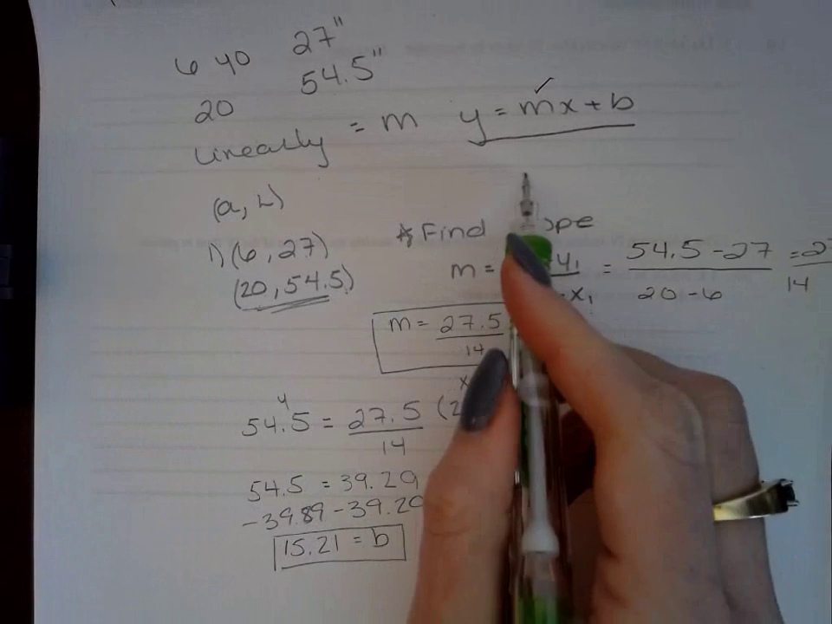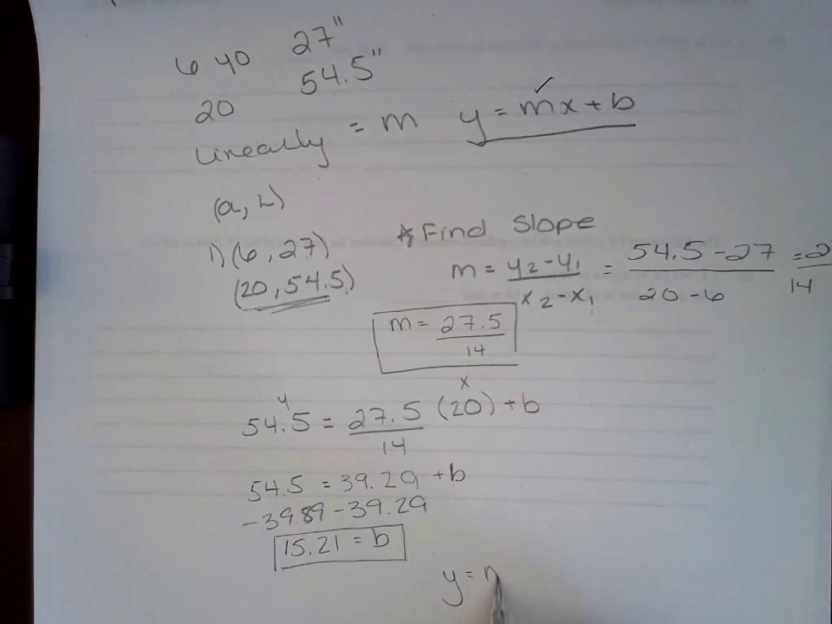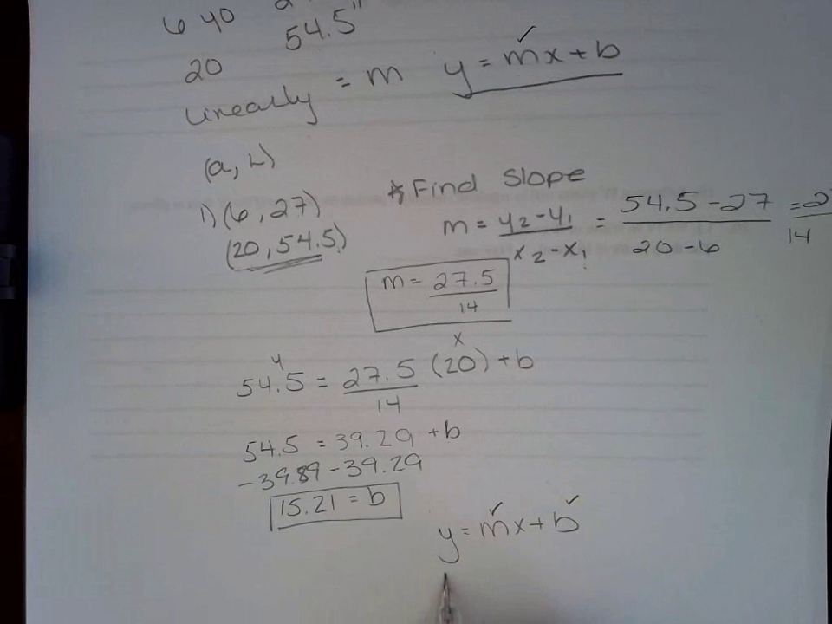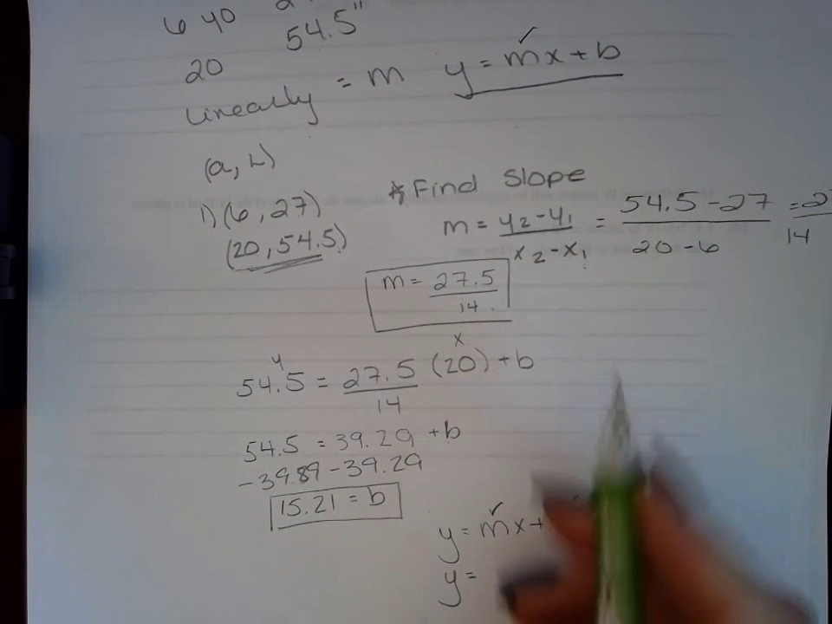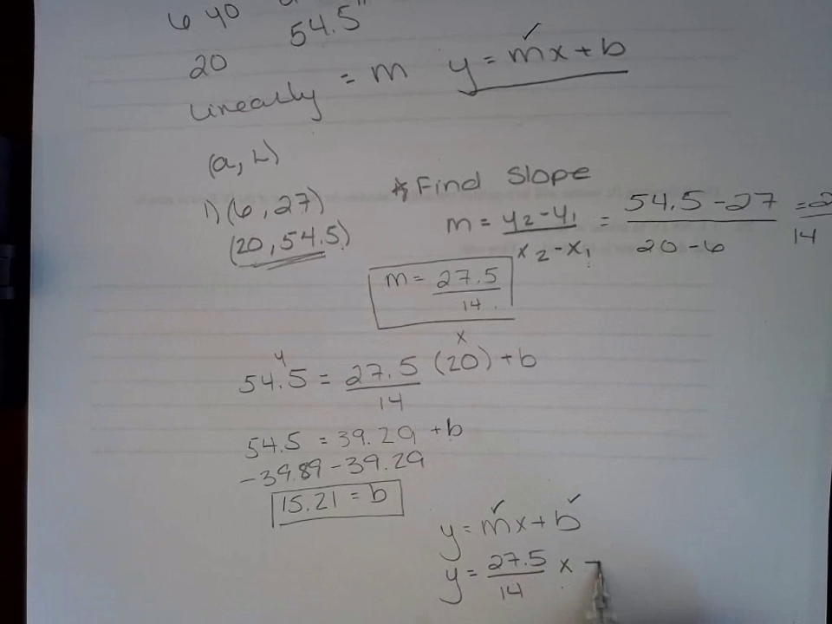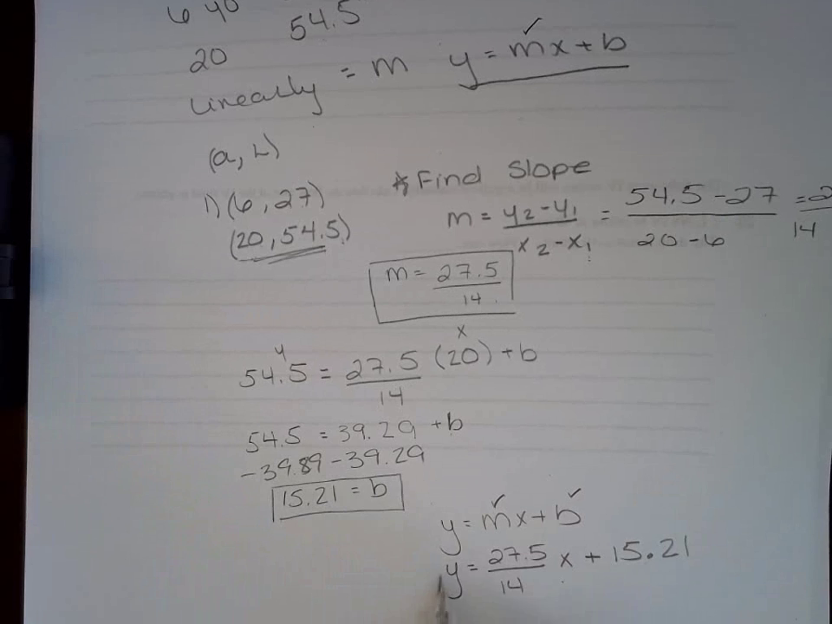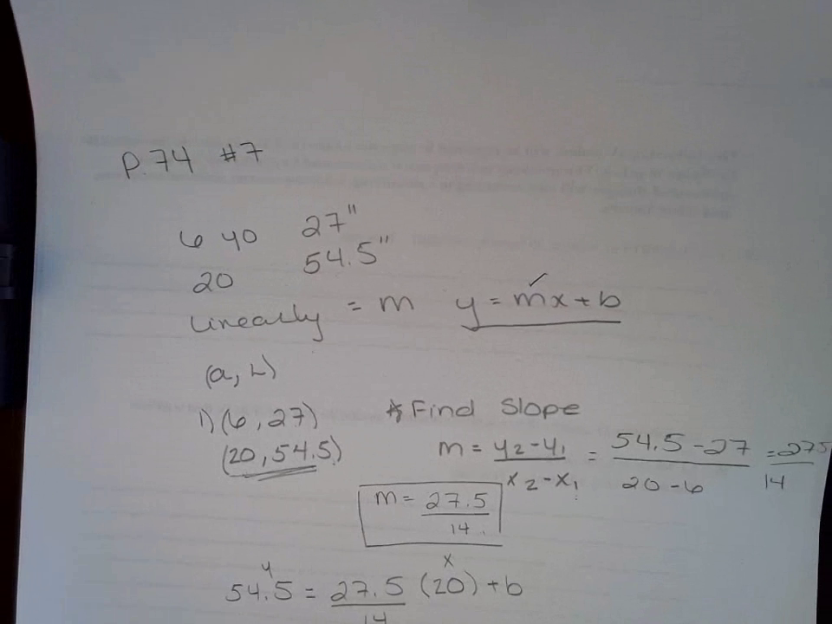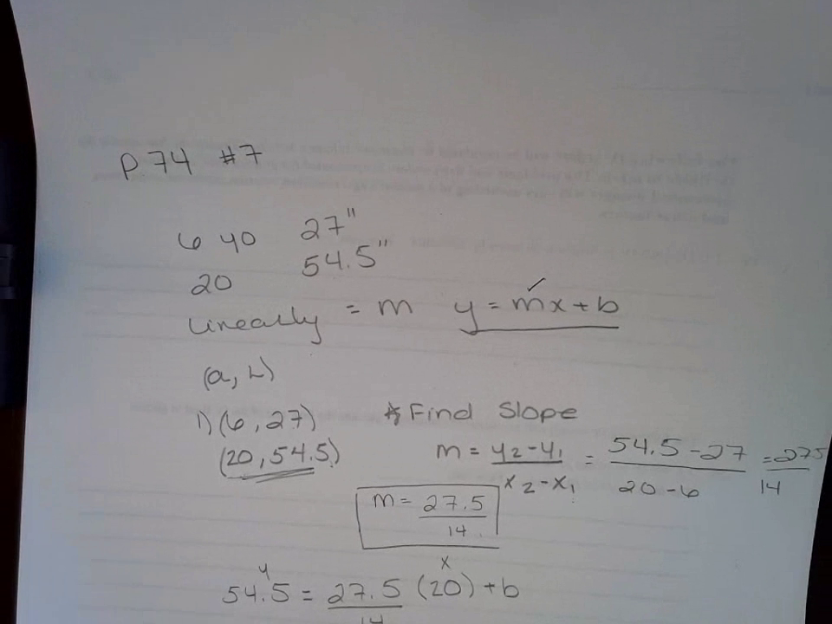We had to find the equation of the linear model. So we have y equals mx plus b. Remember, we're only substituting in what we calculate here. So we have y is equal to the slope, which we found up here, 27.5 over 14, times x plus our y-intercept, which we found to be 15.21. And we found the linear model for the relationship between the age of a striped bass and its length. Again, this was page 74, number 7.